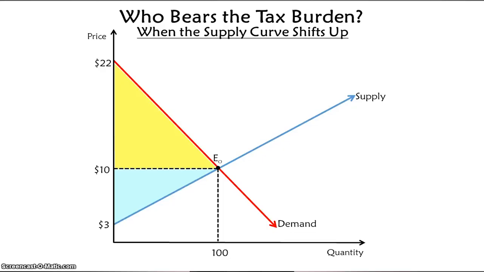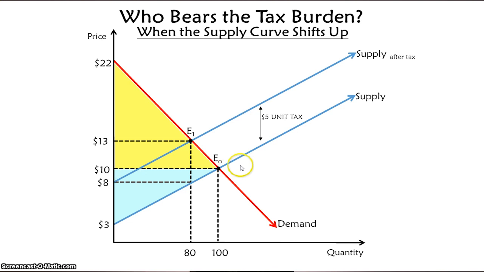Let's examine it by looking at the following two graphs. The first graph is the one we used in our previous class when we studied the topic of excess burden. As I hope you all remember, before tax, the equilibrium price was $10 a shirt. Then, a $5 unit tax was imposed on the producers, and the outcome was that the tax shifted up the supply curve by the amount of the tax.